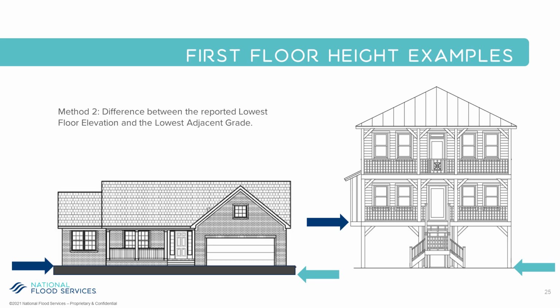Since they are optional for rating purposes, you can still use them to determine first floor height. All you would do is look at what the lowest floor elevation is versus the lowest adjacent grade. As a side note, there is an option for the policyholder to fill out the elevation certificate using Section E and then sign it in Section F.